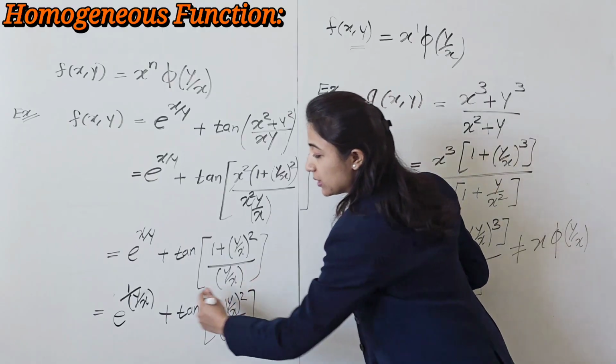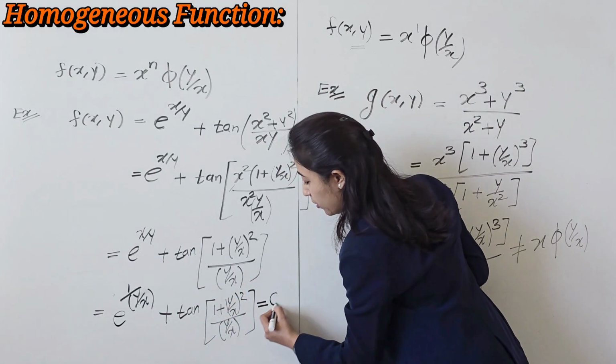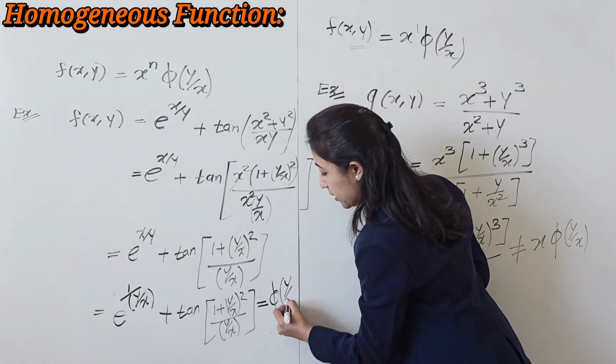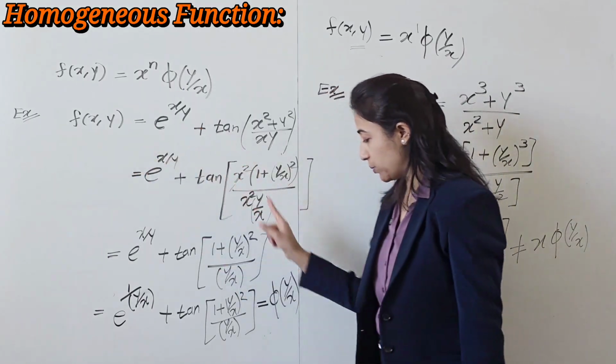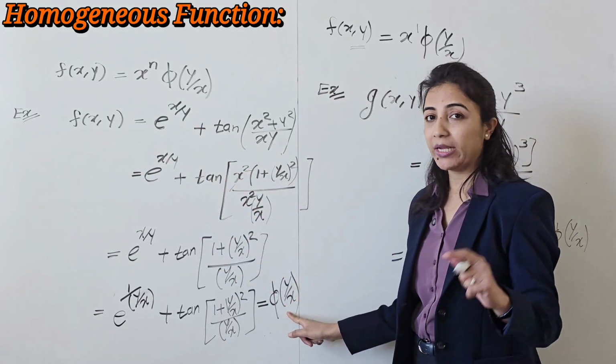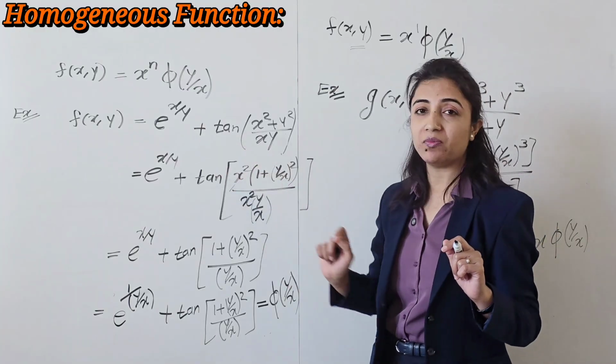So that means this term is a function of y by x. Now see here, the given function is expressible in the form of y by x. So we can say this is also a homogeneous function.